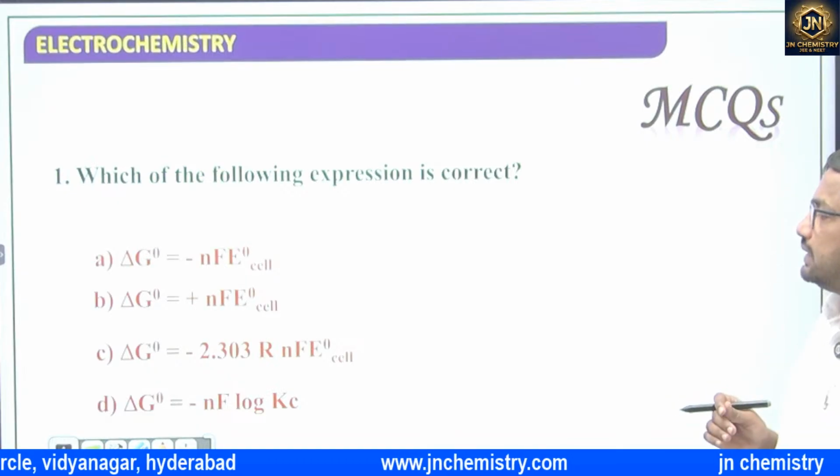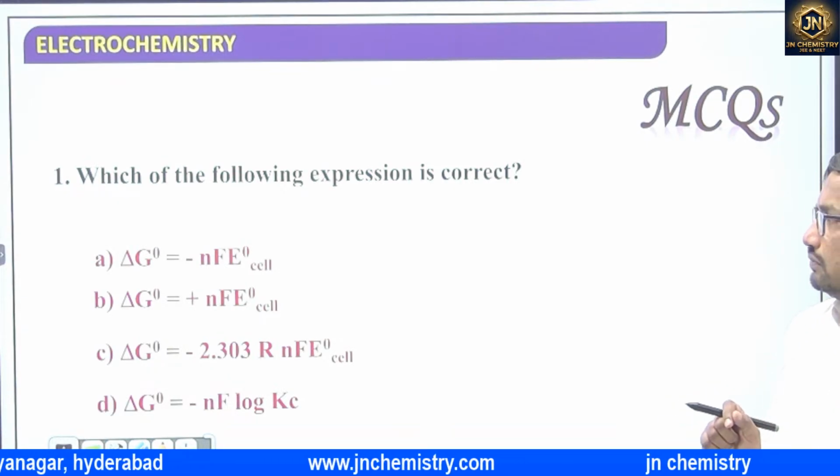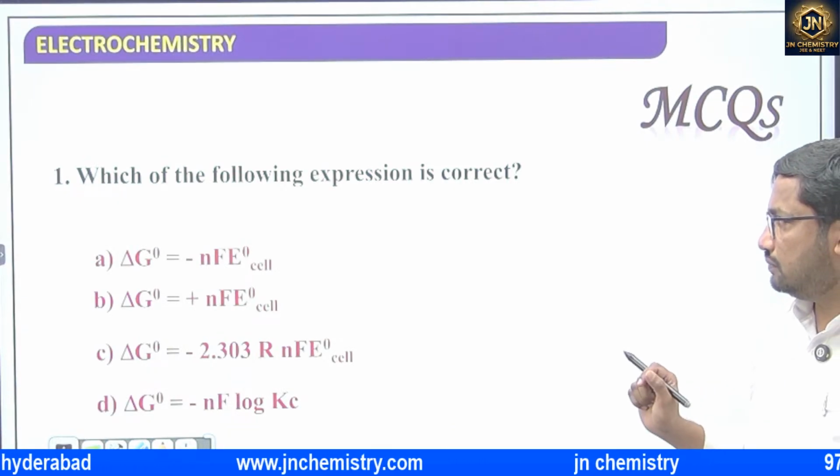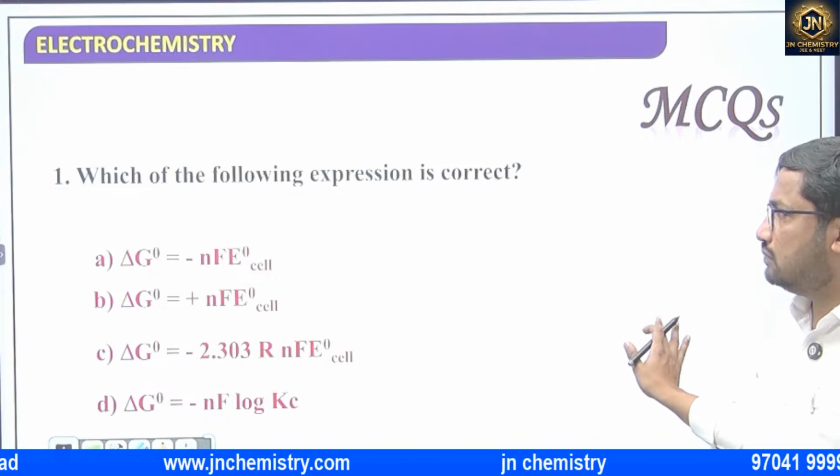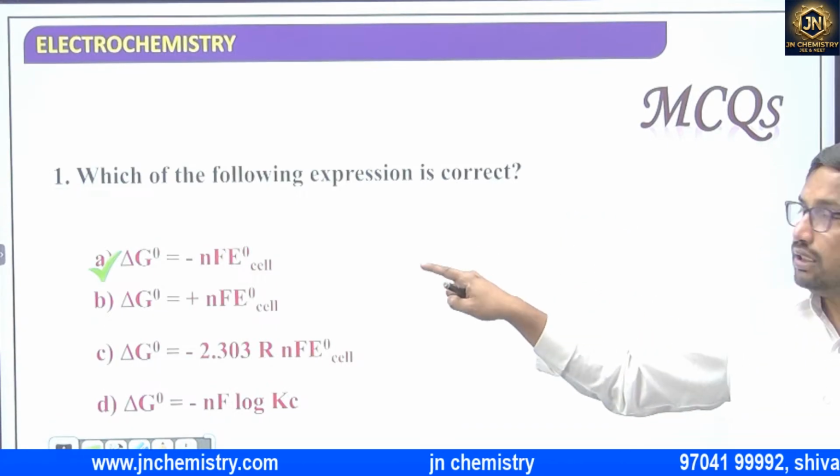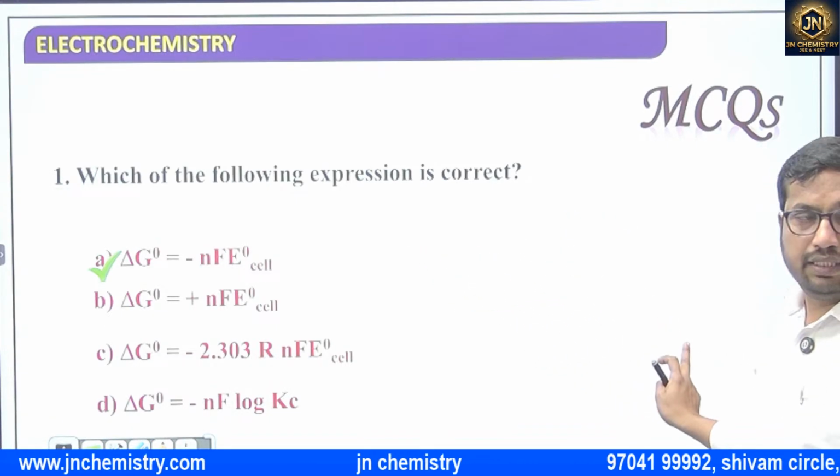Which of the following expressions is correct? Option A: delta G naught is equal to minus n F E naught cell.